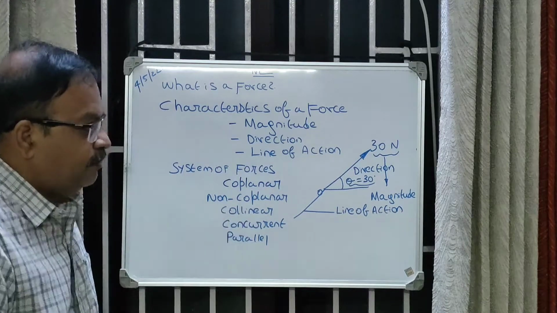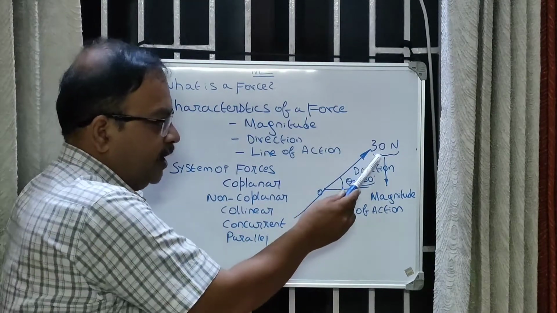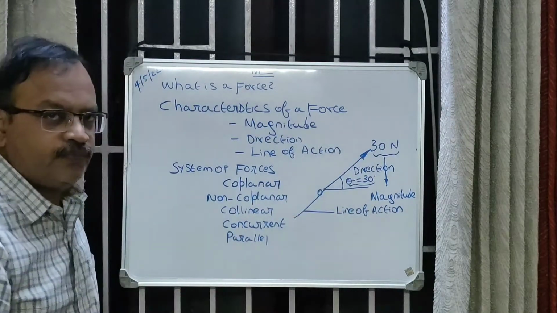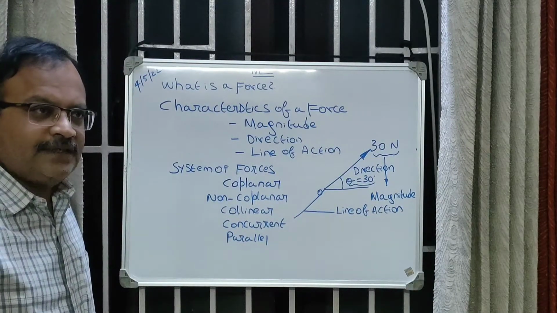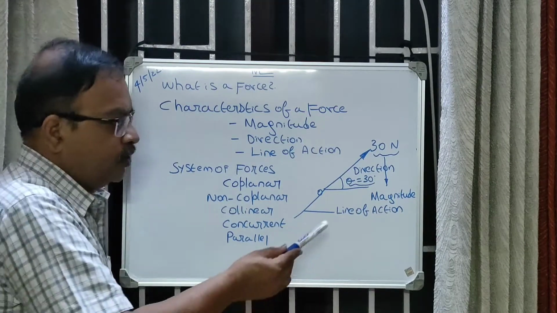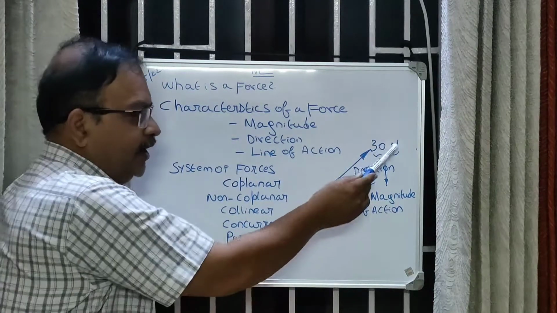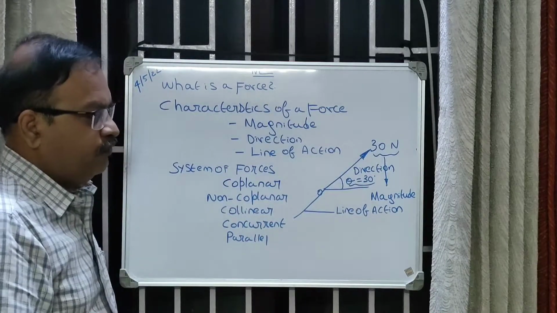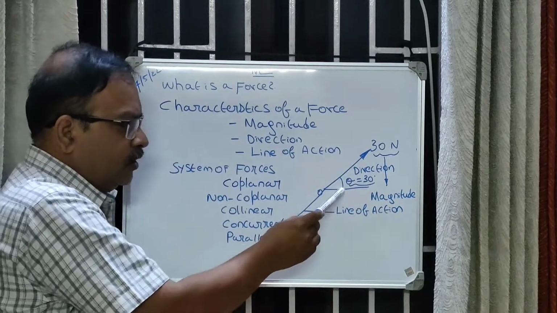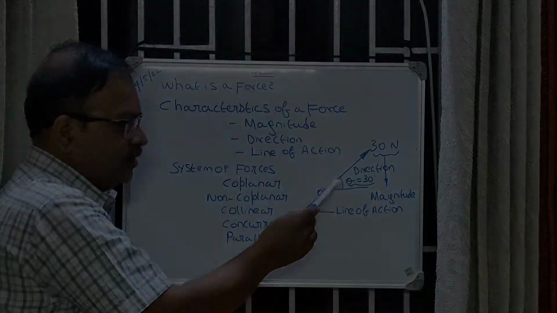Let me explain with an example here. So I have represented a force and the number 30 Newton. So this represents the magnitude of a force. Magnitude is nothing but a certain number or quantity used to measure the force. So here the value 30 represents the magnitude of the force and the N is the Newton, represents the unit of the force. The direction is nothing but the theta equal to 30 degrees. So the force is acting at an angle of 30 degrees.